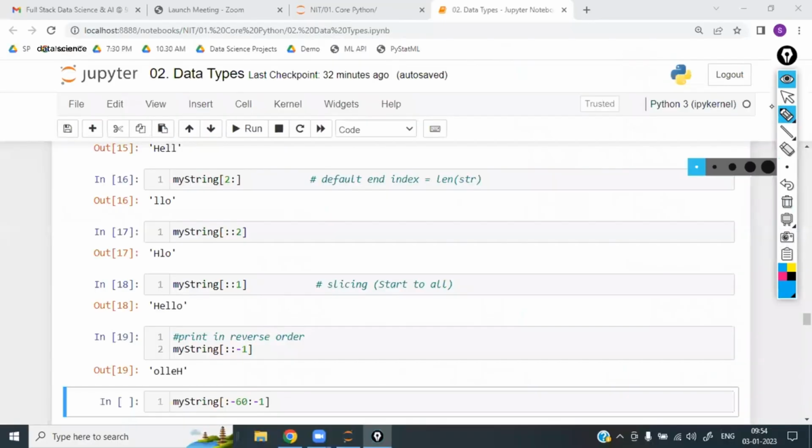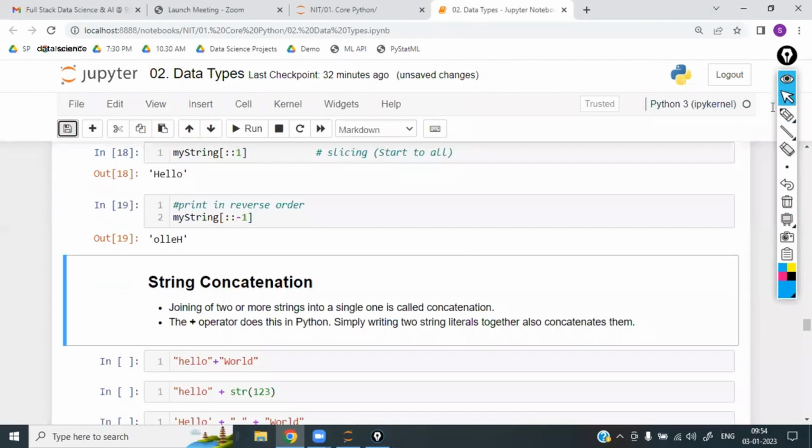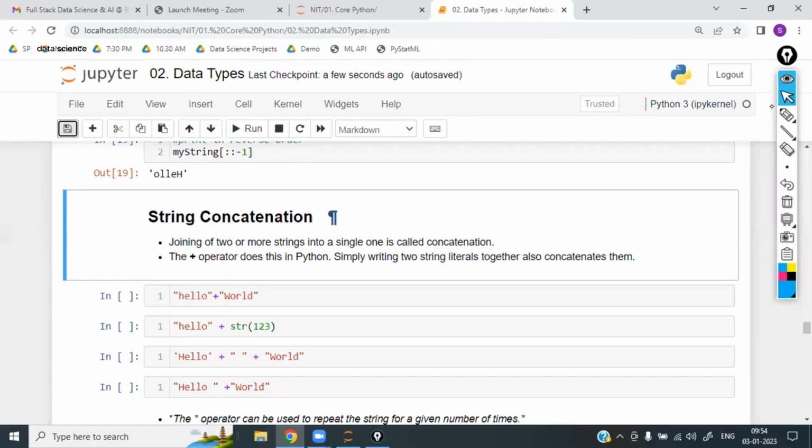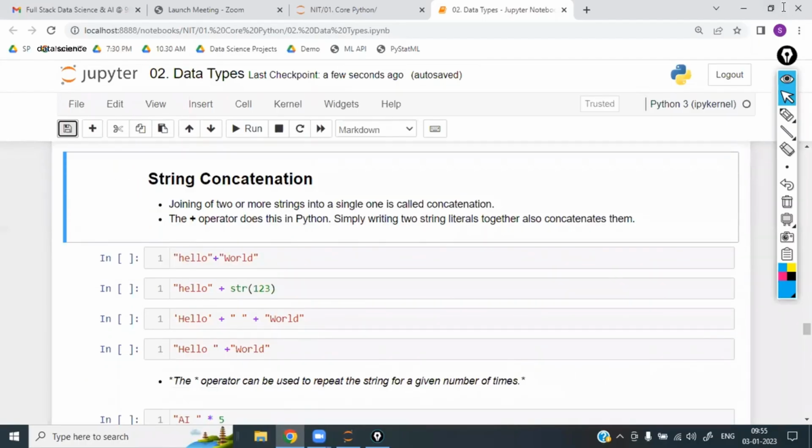The next concept in strings is called string concatenation. The slicing is completed. Okay, slicing operation is clear, guys. Does anyone have any questions on the slicing operation? Both online and offline students. No? Done. The next concept is called string concatenation.